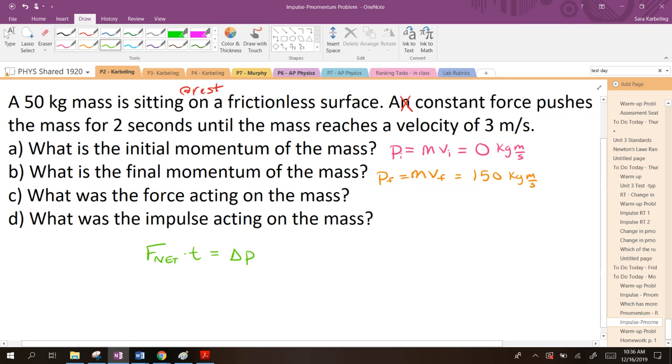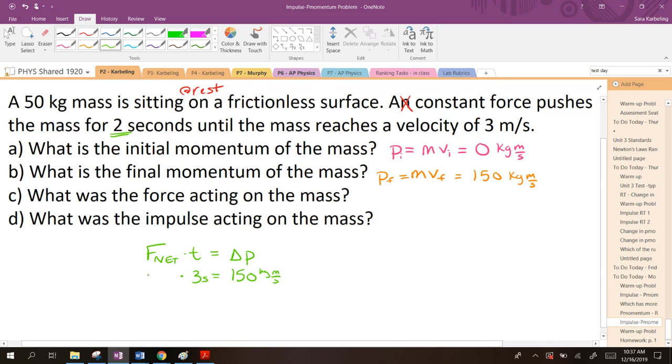Do you guys agree with this statement in green down here? For sure you do. What's this thing called? Impulse-Momentum theorem, right? You know the change in momentum. What was it? 150 minus 0 gives you 150, right? You do know the time. It says that it takes 2 seconds. So you got 150 kilogram meter per second.